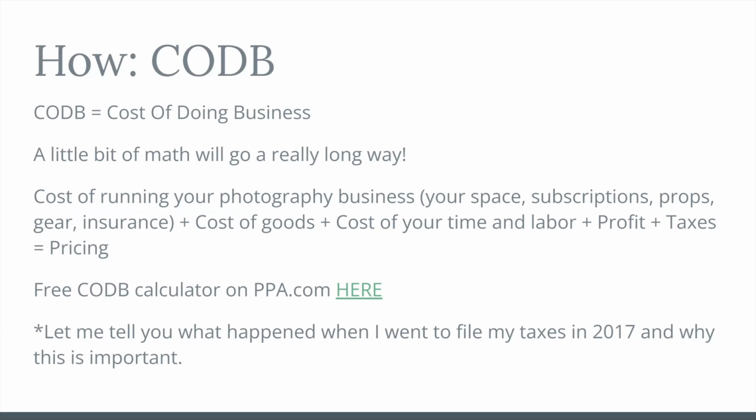You're essentially just adding up everything that it costs to run your business. So if you have a studio, subscriptions, props, gear, insurance, like everything, think of everything that it costs to run your business. And then you're going to add your time and your labor in there. And then you're going to add in taxes. And if you want to make additional profit to that, and then you're just going to divide it out by the number of months and then the number of clients that you want to have.